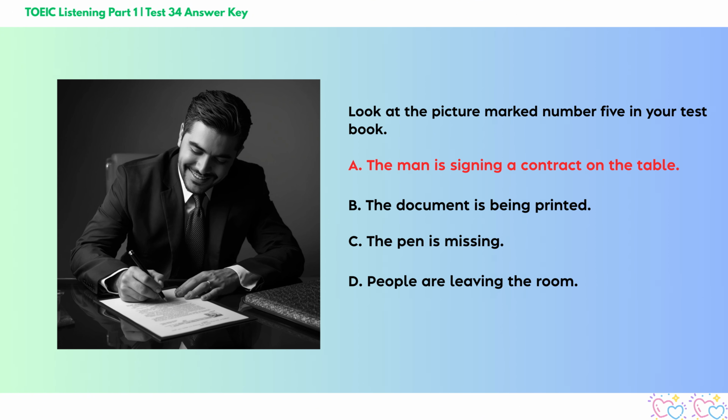Look at the picture marked number 5 in your textbook. A. The man is signing a contract on the table. B. The document is being printed. C. The pen is missing. D. People are leaving the room.